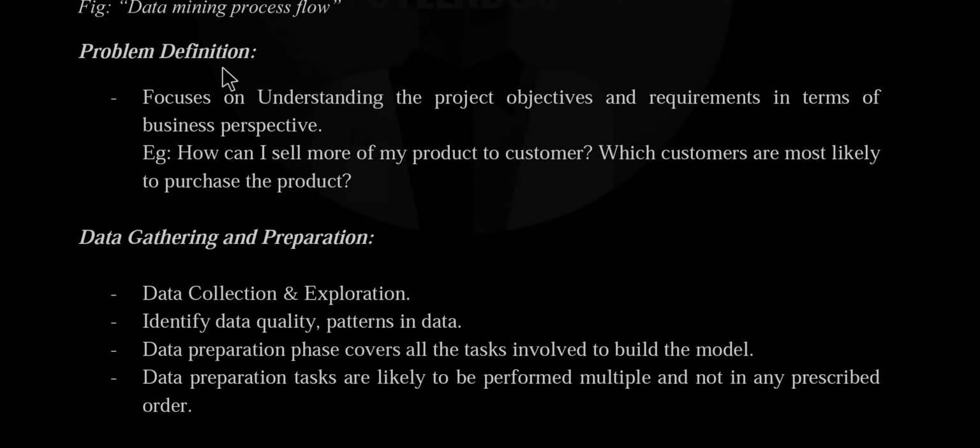So what is problem definition? Simply, problem definition focuses on understanding the project objective and requirements in terms of the business perspective. So in problem definition we will try to understand the objective and requirements. It means why we are going to perform data mining, and what the objective or requirement is behind performing such data mining. So we'll focus on the project objective and requirements in terms of the business perspective.